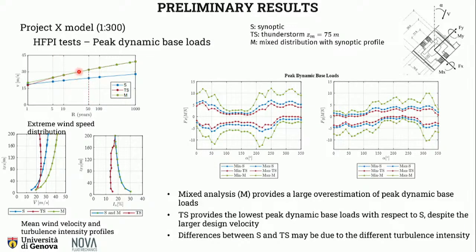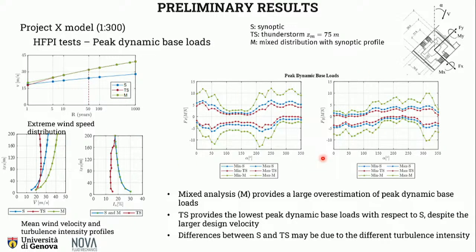Okay. In this case, the study started with statistical analysis of wind measurements in an airport close to the location where the building is built, by separating synoptic and thunderstorms, and from this distribution we also obtained the mixed distribution by combination. And we can see that for 50-year return period, thunderstorms are dominating the local climate. We performed analysis considering 3 different conditions, so thunderstorm, synoptic, and mixed analysis.